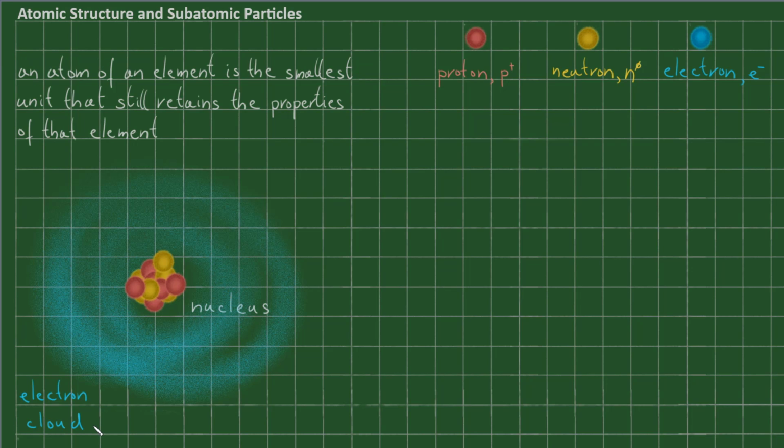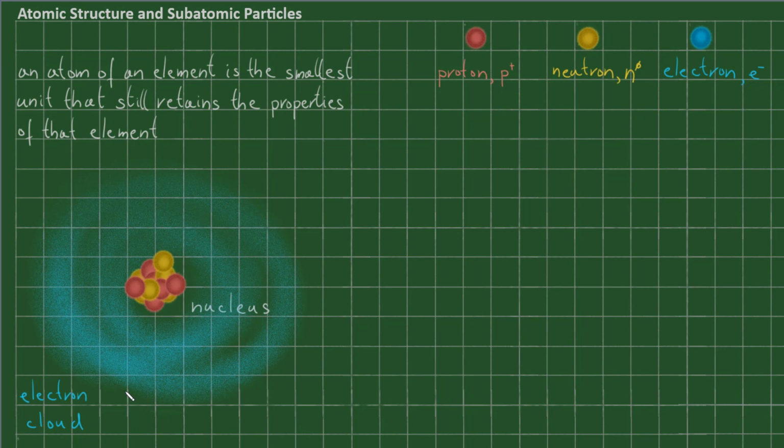Once more, this drawing is not to scale. If the nucleus was the size of a football placed at the center of a stadium, then the electrons would be something the size of a peanut running around the car park. This means that most of the atom is actually empty space.